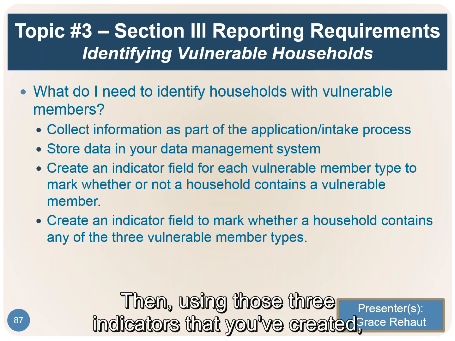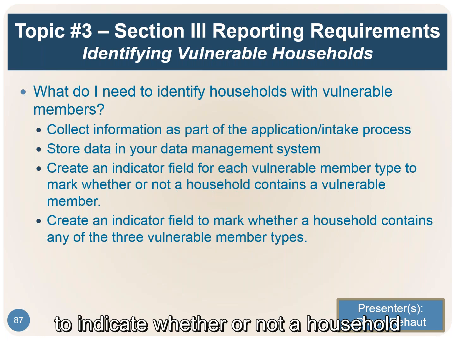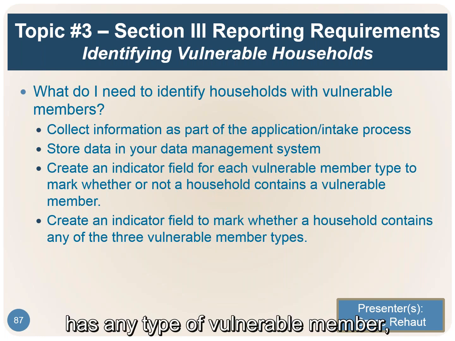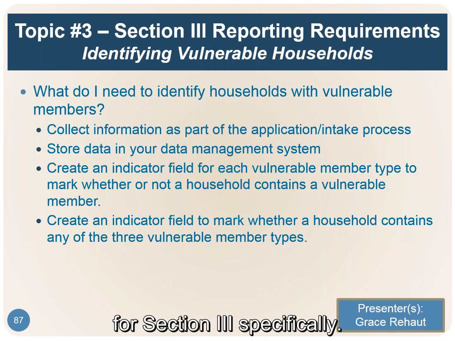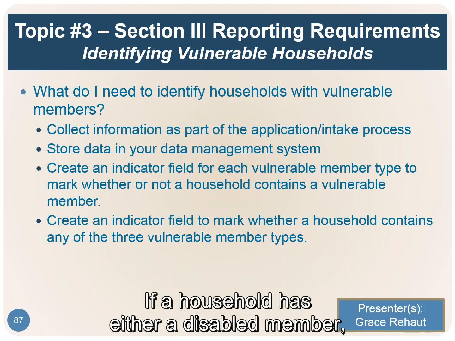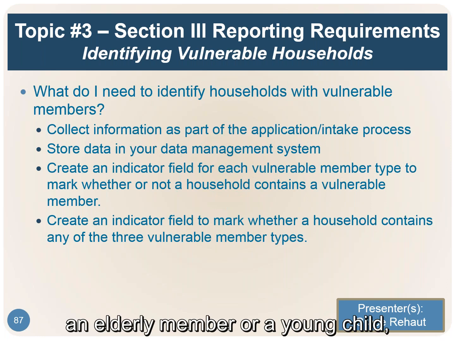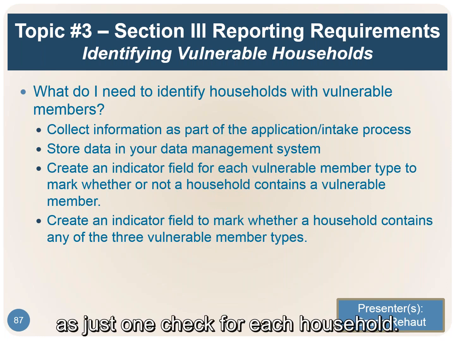Then, using those three indicators that you've created, you should also make a fourth indicator to indicate whether or not a household has any type of vulnerable member. And that's going to be helpful in reporting for Section 3 specifically. So if a household has either a disabled member, an elderly member, or a young child, there should be a place to mark that down as just one check for each household.